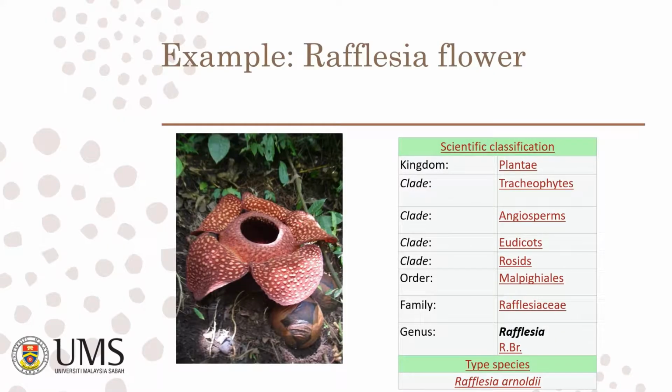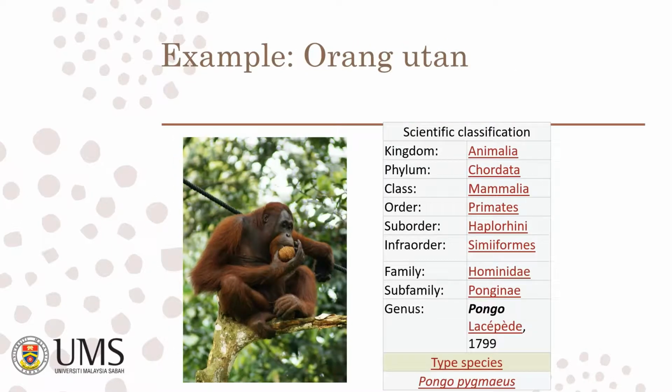And this is the example for a plant. It is a flower. So here is the species name. Okay, look at the species name, Rafflesia anodi, binomial. And then this is an example for an animal, Pongo pygmaeus. The species name of this animal is Pongo pygmaeus.